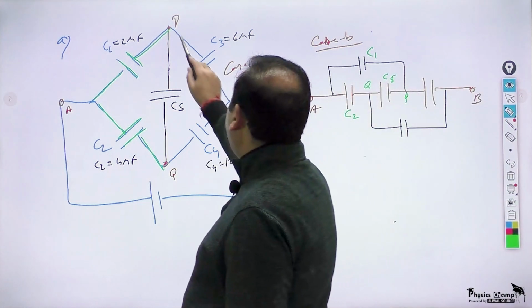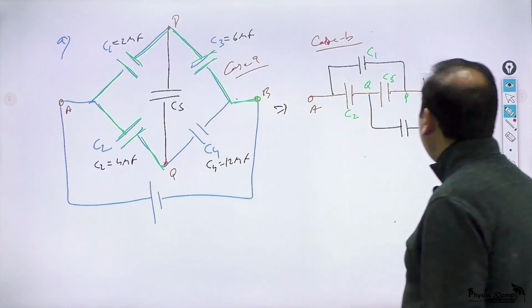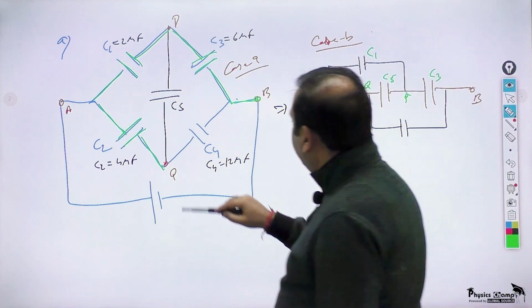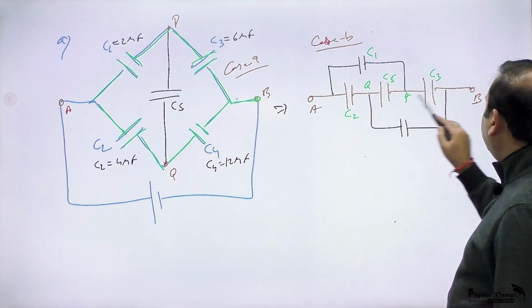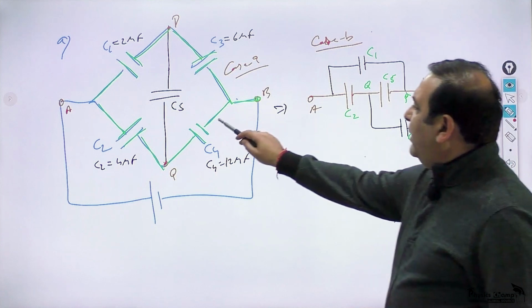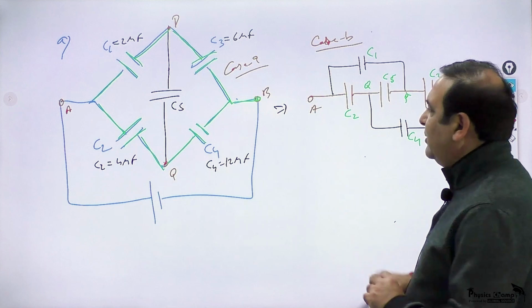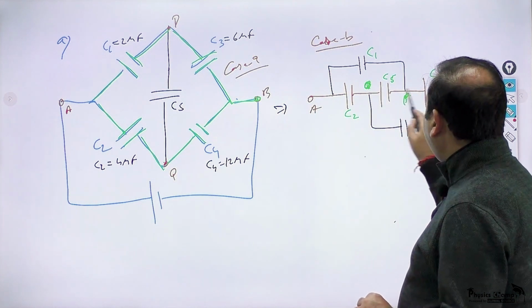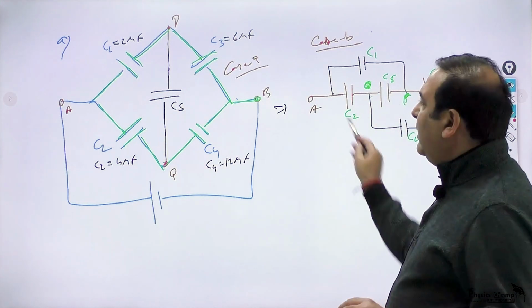Between P and B we have a capacitance C3. Similarly, between Q and B we have a capacitance C4. So I have just compared this with this, and by comparing we get that it is also a Wheatstone bridge. But just remember, in this case it's better to call them Q and P in reverse order. Instead of calling them A, B, P to Q, call them Q, P and then compare.